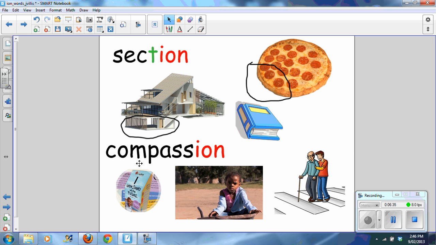Compassion. If you have compassion for someone, you have empathy for them. You have feelings for them. This boy here is showing compassion for the older man who is helping him walk across the road. If you have compassion for someone, you care about them. Here at school, we support Project Compassion, where we donate money, and our money is given to Caritas Australia in order to support and care for people who don't have as much as what we do. We show compassion.